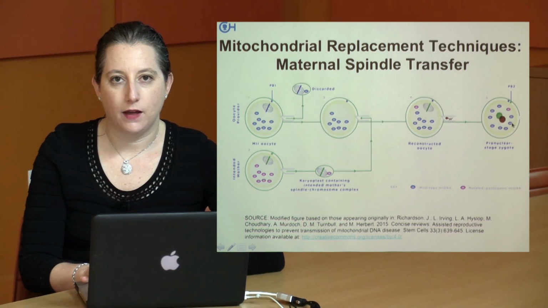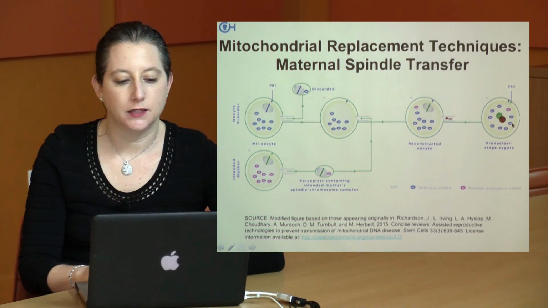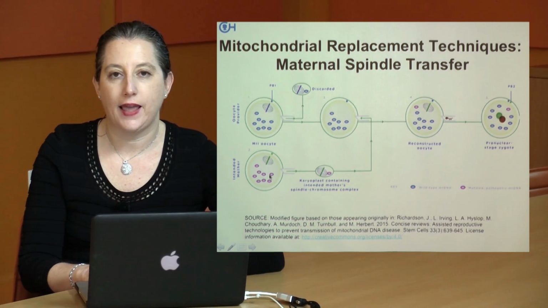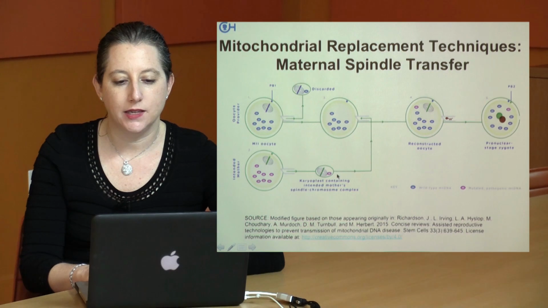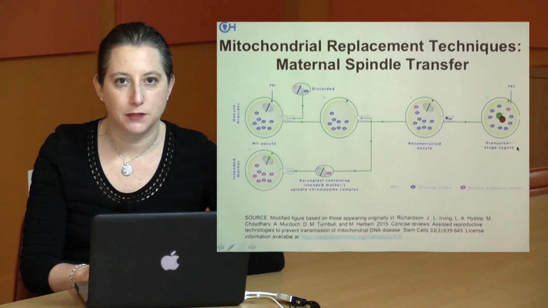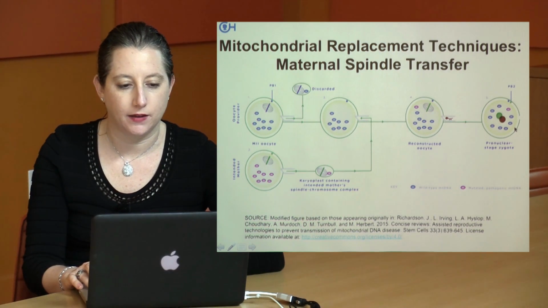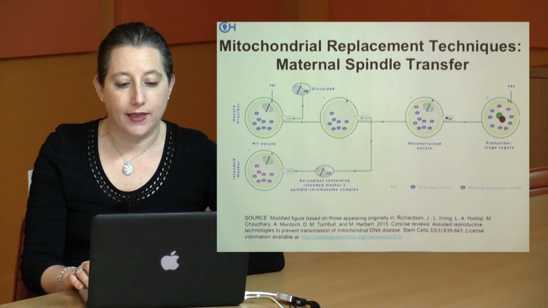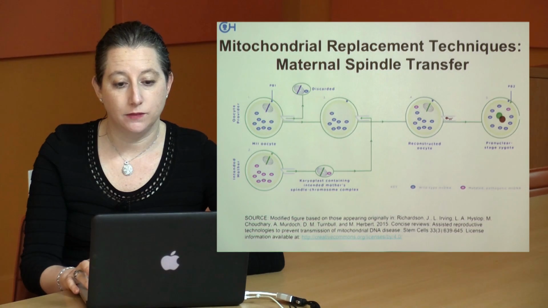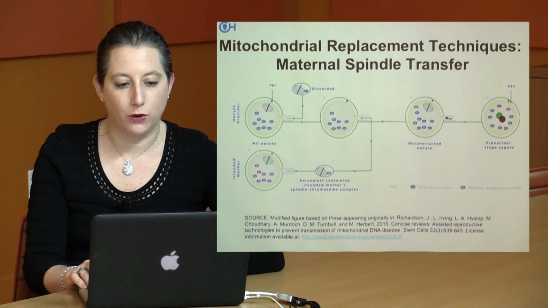It's not a perfect technique, at least in the animal model experiments shown so far, and so you're always likely to get a little bit of the mutant carryover that came with the nucleus, although overall that heteroplasmy level now is thought to be much lower than it would have been had you not done this technique. This technique is done, again, in the setting of in vitro fertilization to an oocyte.